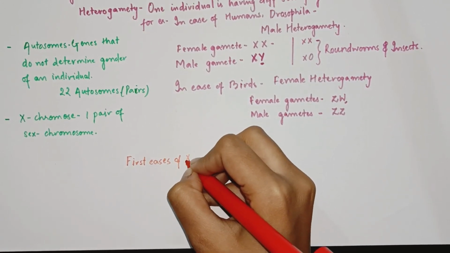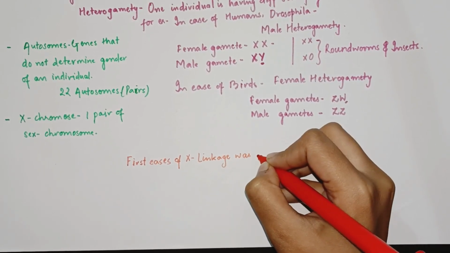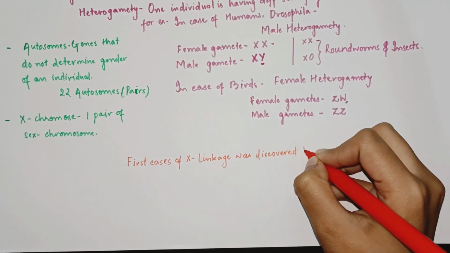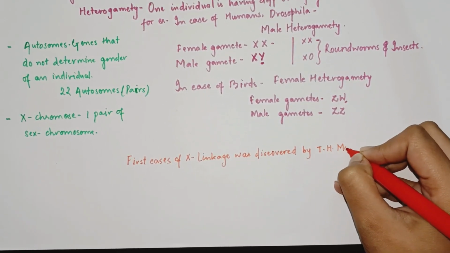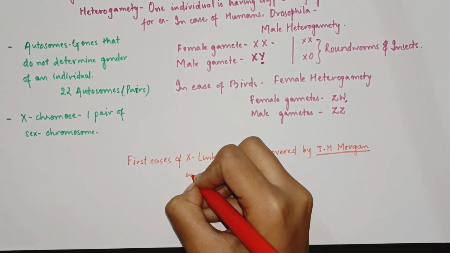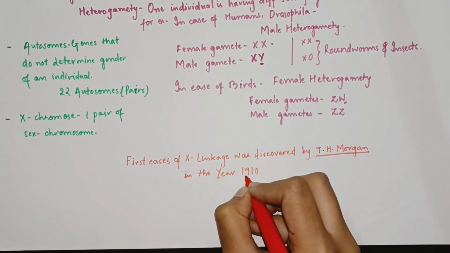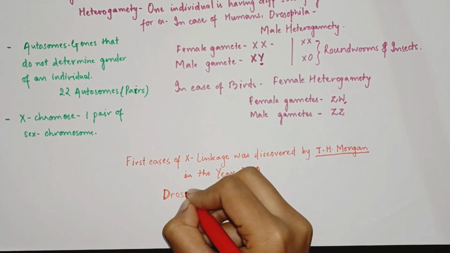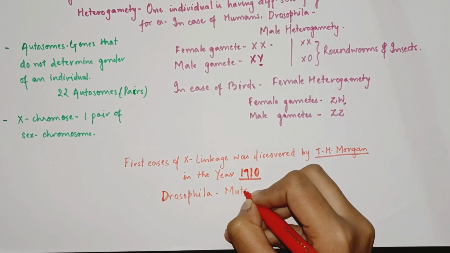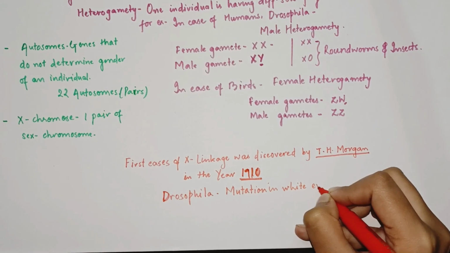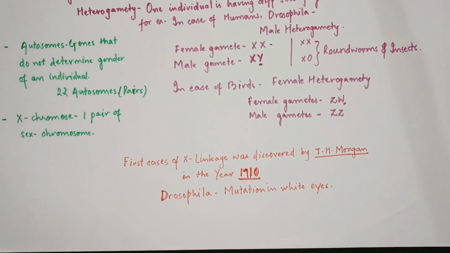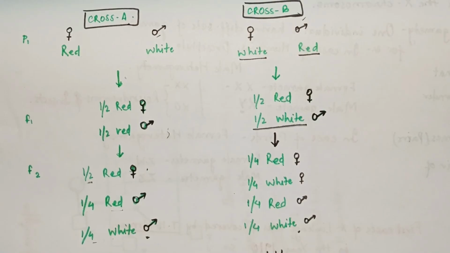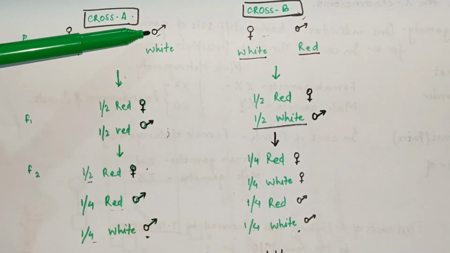The first case of X linkage was documented by Thomas H. Morgan in the year 1910. He was experimenting with Drosophila, and he found a mutation in white eyes, which led to his understanding of X linkage. Morgan considered two crosses in Drosophila with the white eye mutation. In the first cross, the female is red-eyed, and in the second cross, the female is white-eyed. In the first cross the male is white-eyed, and in the second cross the male is red-eyed.